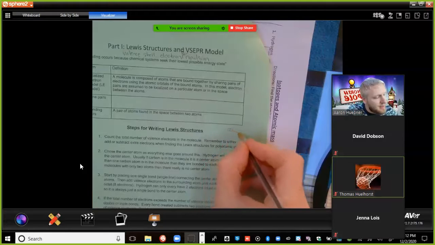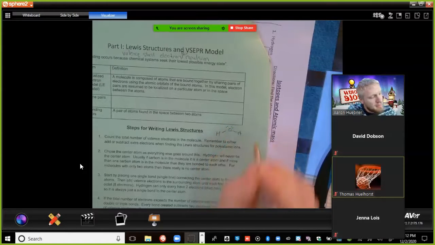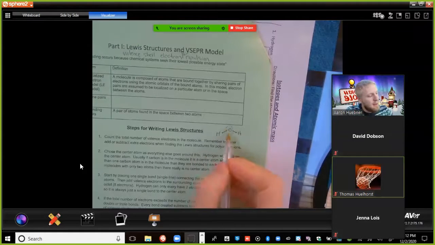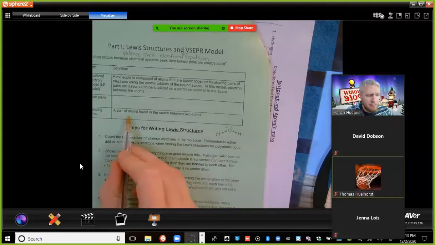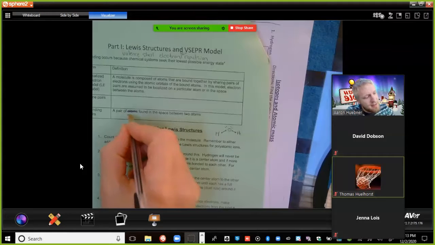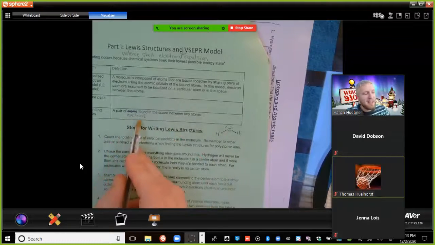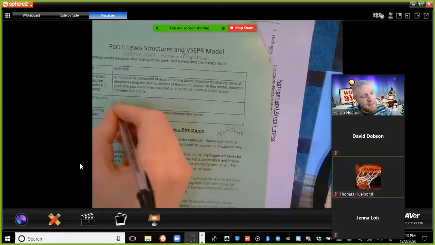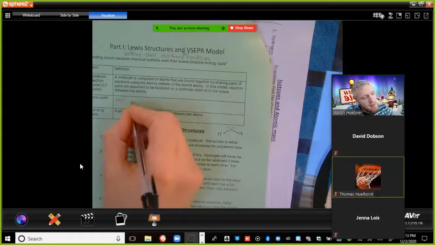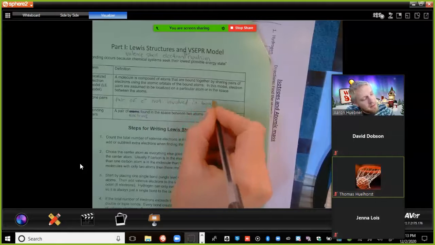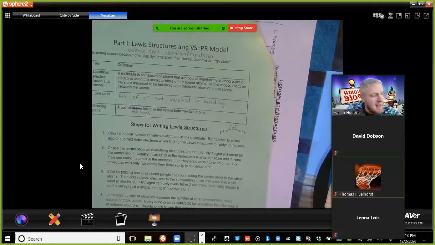Let me throw a picture out there for you. We've got water, that's classic. Right here is a pair of electrons, and here's a pair of electrons, and here's a pair of electrons. Right here is a bonding pair: a pair of electrons found in the space between two atoms. Oh my gosh, I said atoms, good thing we're going over this. Lone pairs are pairs of electrons not involved in bonding.